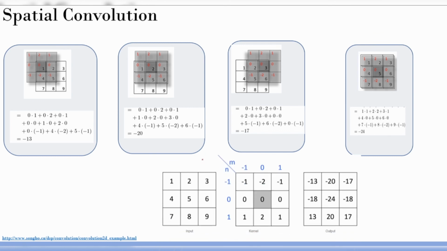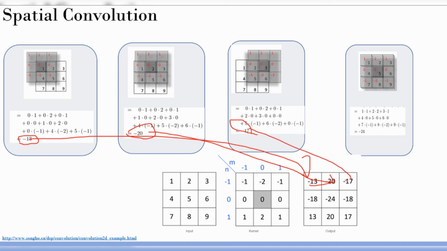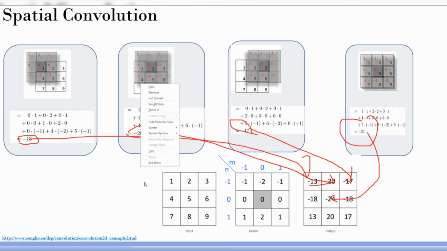So this is the result. This is the original image. This is the kernel size I am using, 3 by 3 kernel. And if I do a convolution operation, which means this guy has to go and sit on top of each of these pixels, you get the output. So you remember this guy? Minus 13 is coming and sitting here. Minus 20 is coming and sitting here. Minus 17 is coming and sitting here. Minus 24 is coming and sitting here. So that's it. You understood convolution if you understood this slide.